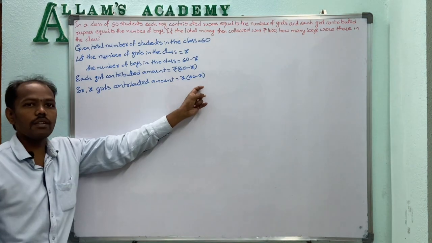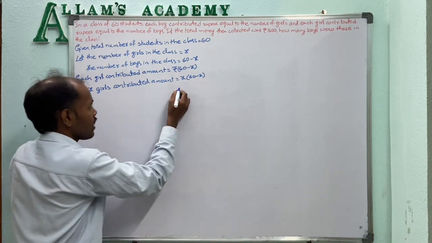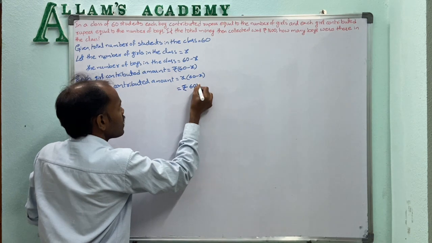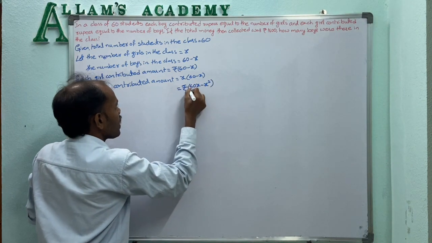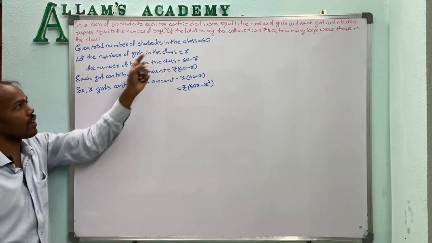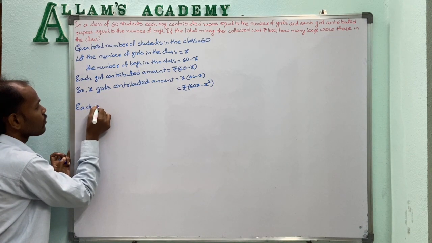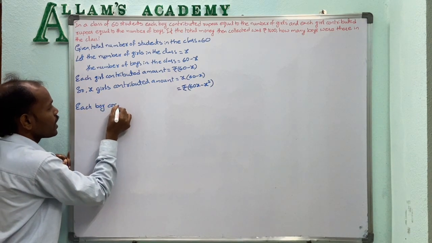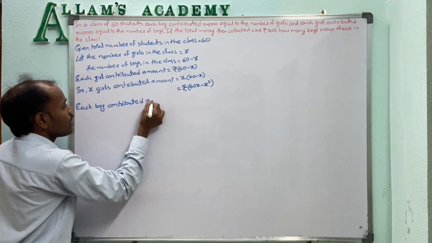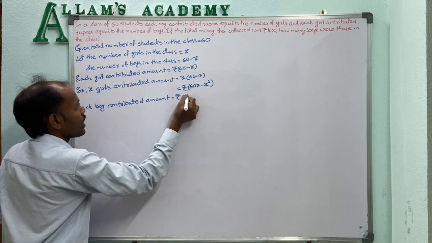So x into 60 minus x means x into 60, 60x, minus x into x, x square, that equals rupees 60x minus x square. Next, each boy contributed an amount equal to the number of girls, that is rupees x.